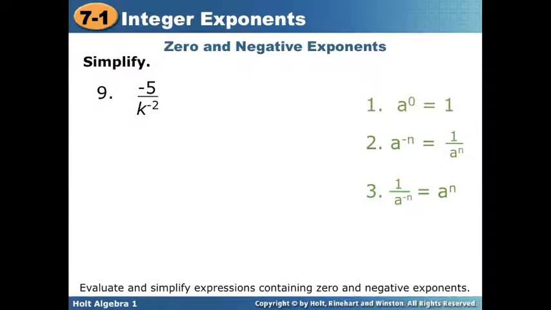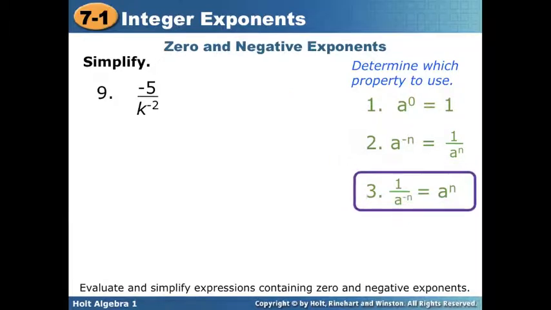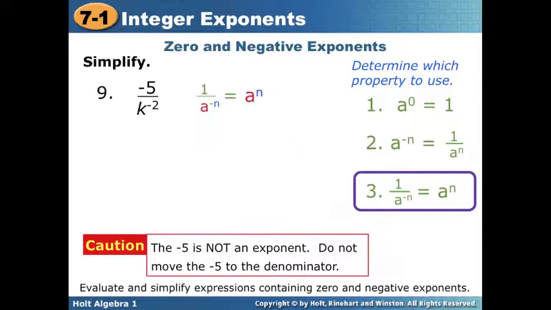Example number 9. We have negative 5 over k to the negative 2. Notice the negative 5 does not have an exponent, so it will stay in the numerator. The k to the negative 2, we will need to use property number 3 to simplify. So negative 5 times k to the positive 2 is our final answer.